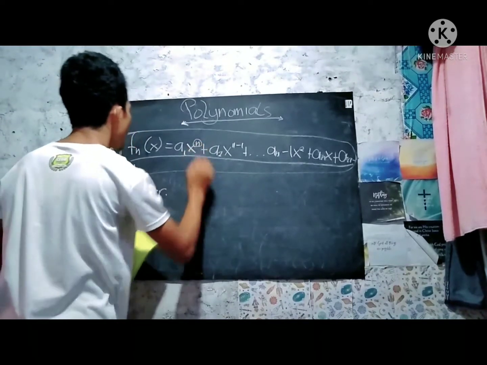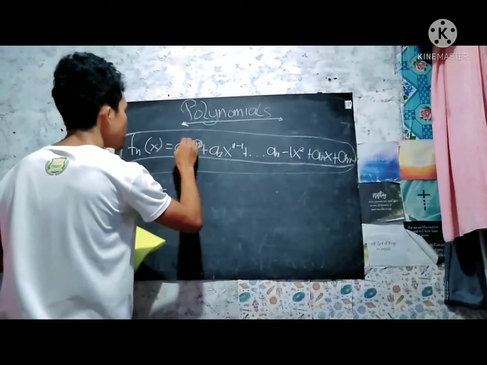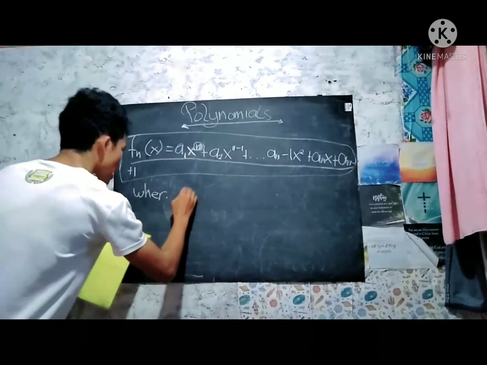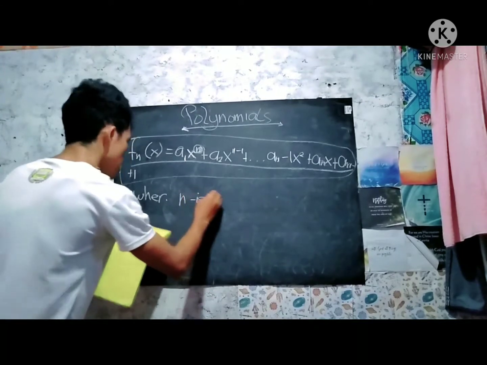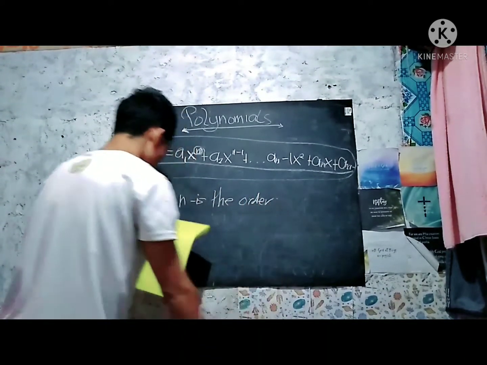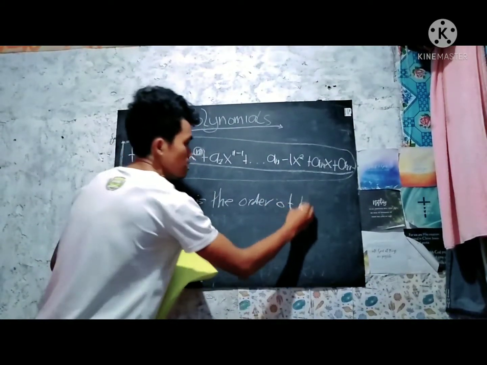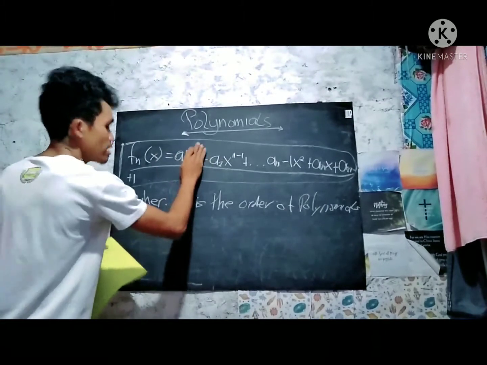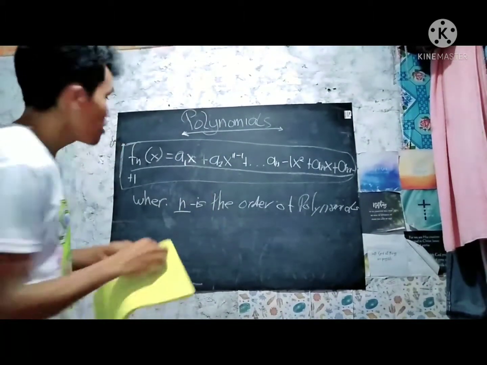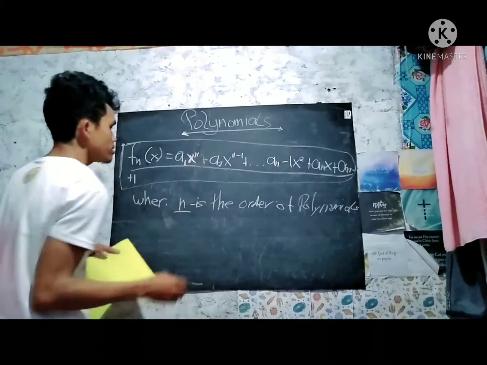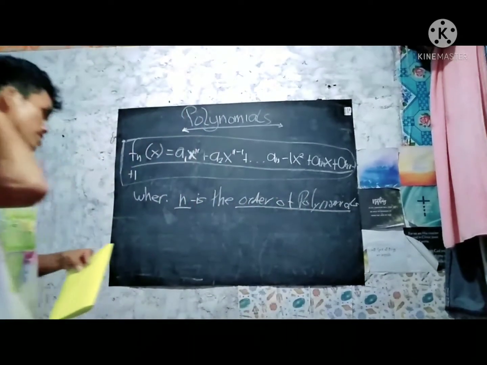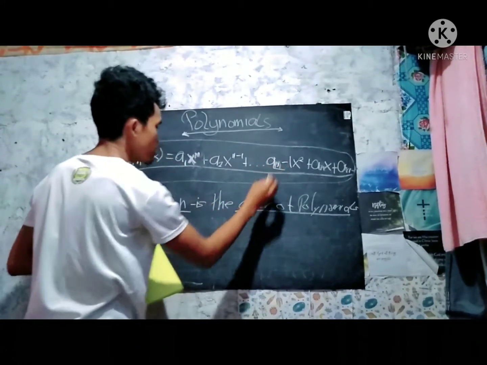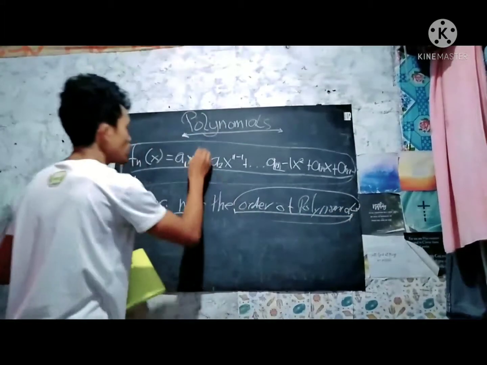As you see, our power here is n, a1 x raised to the power of n. This n over here is the order of the polynomial. This power n is what we call the order of the polynomial.